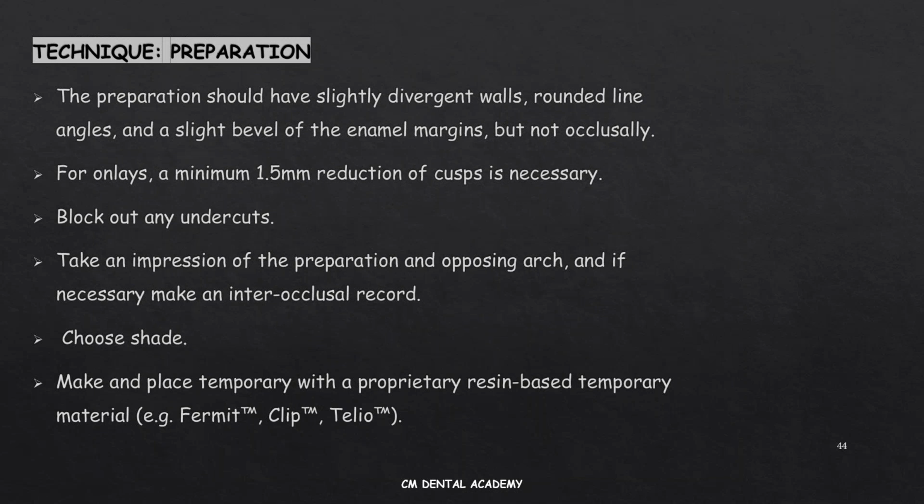Technique of preparation: it should have slightly divergent walls, rounded line angles, and a slight bevel of the enamel margins, but not occlusally. For onlays, a minimum 1.5 millimeter reduction of the cusp is necessary, blocking out all the undercuts, taking the impression of the preparation and the opposing arch if necessary, and making an intercuspal interocclusal record.